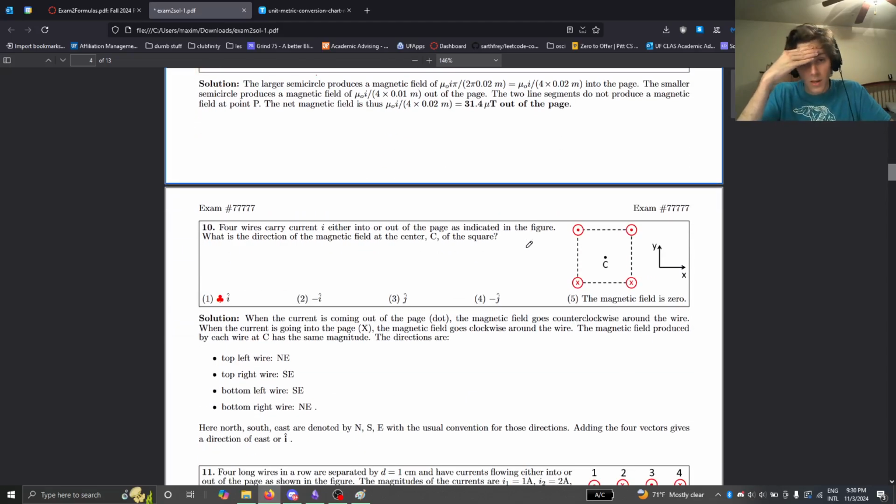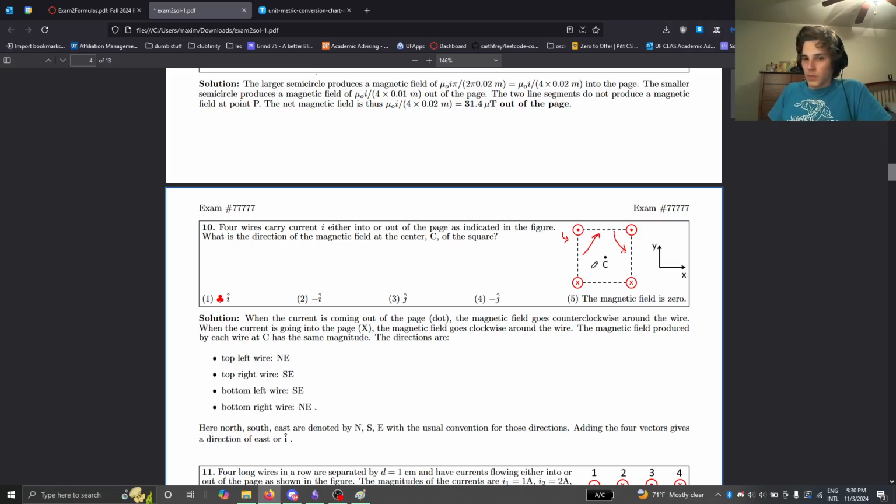All right. Four wires carry current into or out of the page as indicated in the square. What's the direction of the magnetic field at the center? Start at the top left here. It's coming out of the page. And when you curl, you can see that it is in a counterclockwise direction. What this effectively means is you get a sort of arrow like this. Again, out of the page, counterclockwise, you'll get something like this.